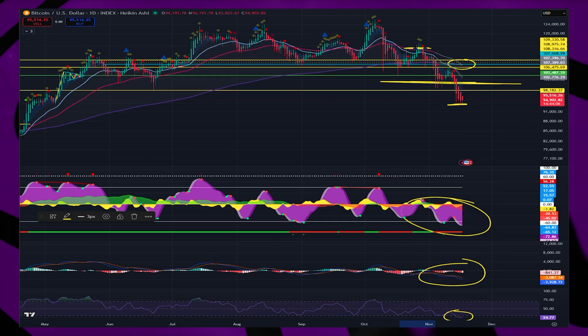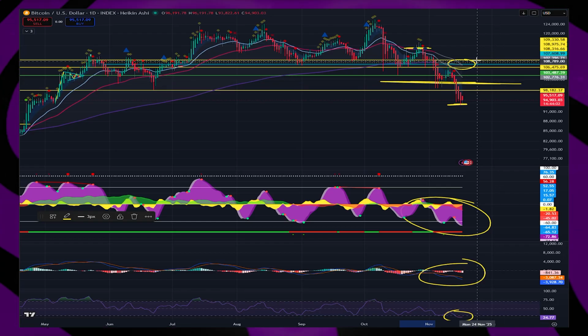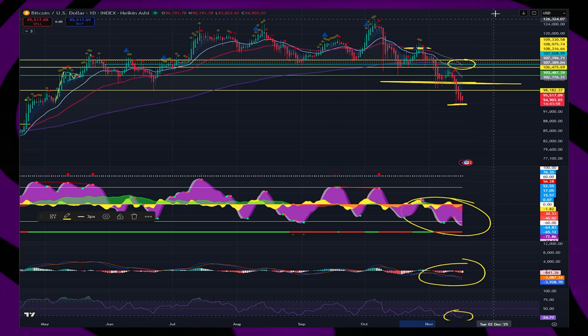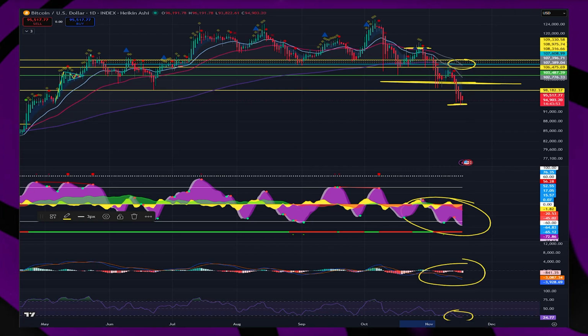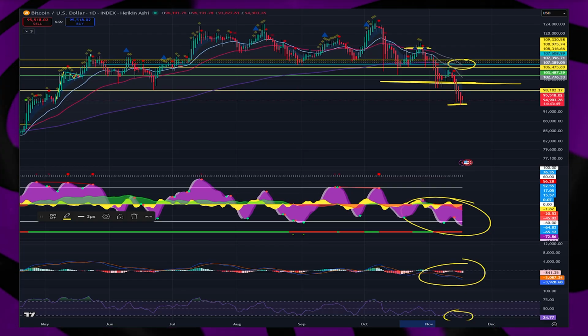Bitcoin remains within a broad corrective phase. Continuation is more likely unless price can reclaim and close above roughly 101,000 or establish a clear higher low. The moving average cross highlights the weakening structure, but it is still a lagging confirmation rather than a leading signal.